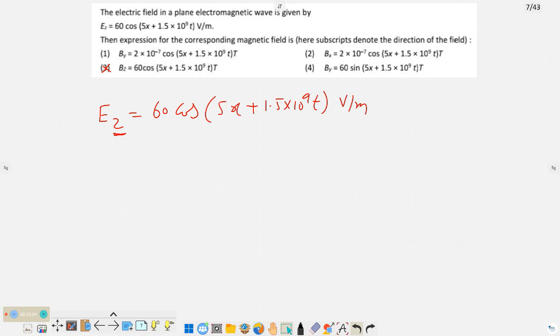So to find the B value, the magnetic field along either the Y axis or the X axis is B equal to B naught cos of 5x plus 1.5 into 10 power 9 t.